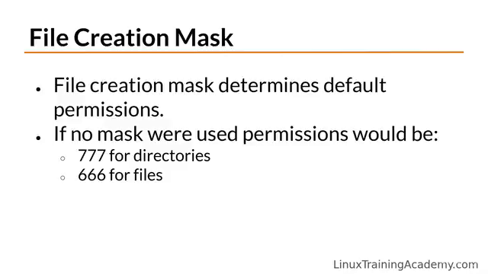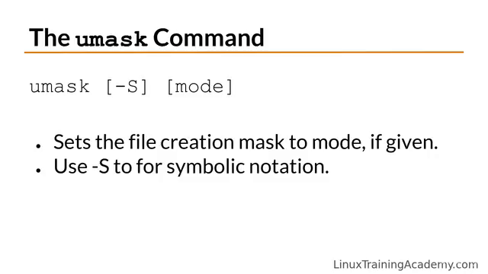The file creation mask is what determines the permissions a file will receive when it's created. If no mask were used, then the default permissions would be 777 for directories and 666 for files. The file creation mask is typically set by system administrators to some sane default. However, it can be overridden on a per user basis by using the umask command. The umask command sets the file creation mask to the mode that you pass to it. If you use a -S, that means umask will display and accept symbolic notation.